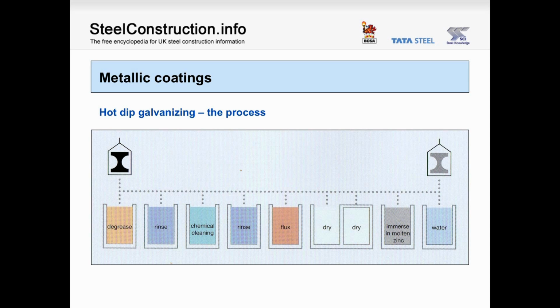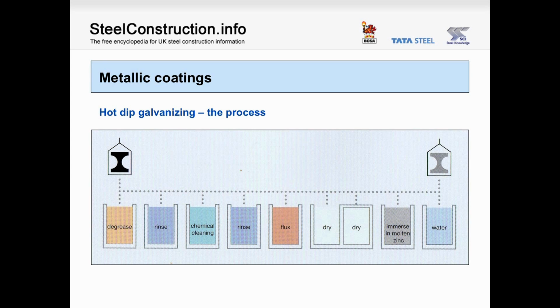Firstly, the steel is degreased in an alkaline or acid degreasing solution. Then there is a cold rinse followed by chemical cleaning in hydrochloric acid to remove rust and mill scale. A second rinse is followed by dipping in a hot flux solution. This removes any last traces of oxide and allows the molten zinc to wet the steel surface.